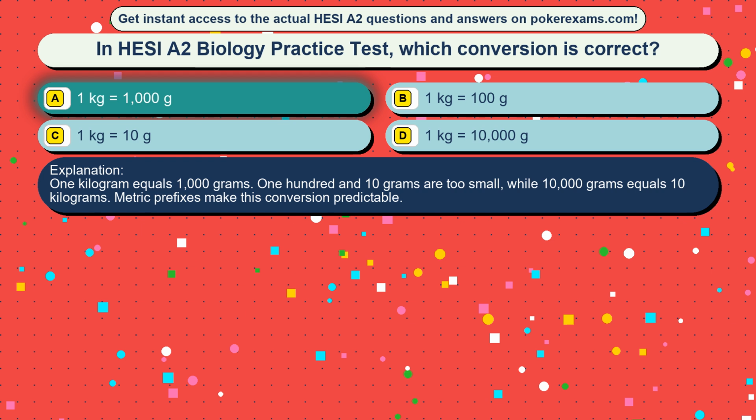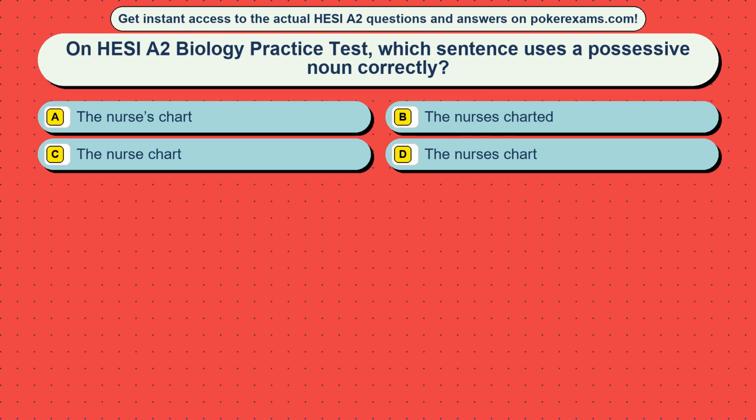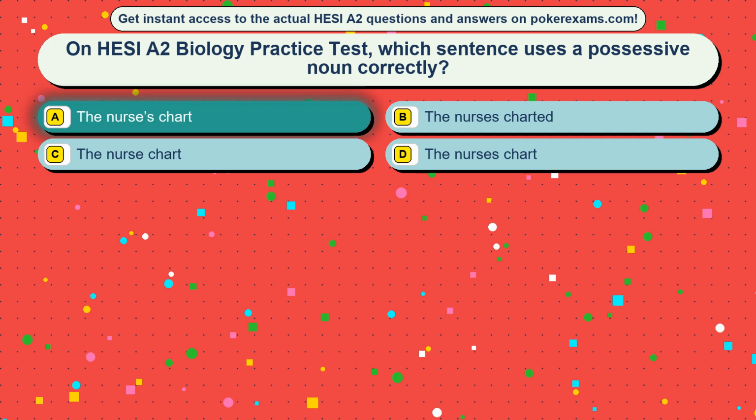Metric prefixes make this conversion predictable. Question 14. On HESI A2 Biology practice test, which sentence uses a possessive noun correctly? Option A, the nurse's chart, option B, the nurse's charted, option C, the nurse chart, option D, the nurse's chart. The correct answer is option A, the nurse's chart.